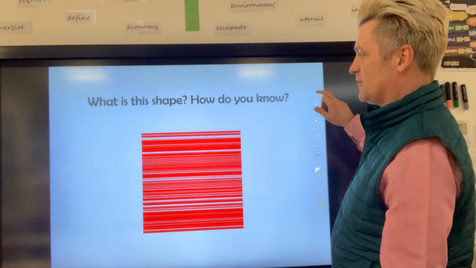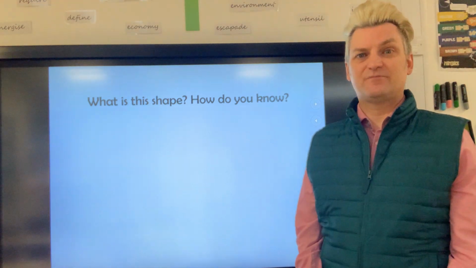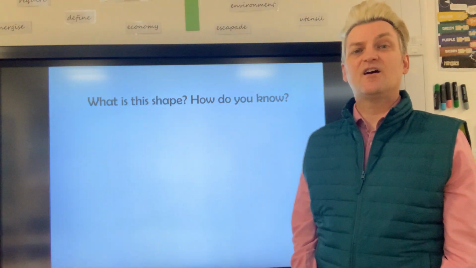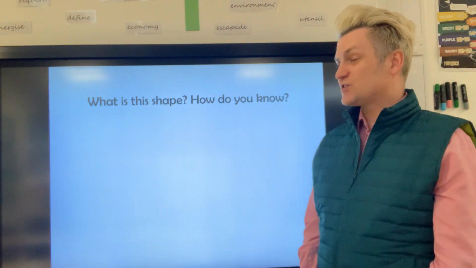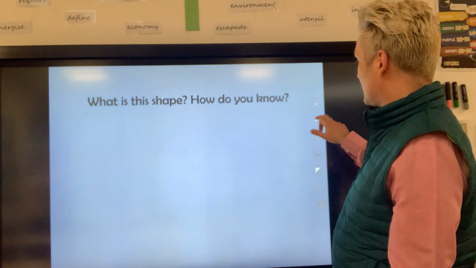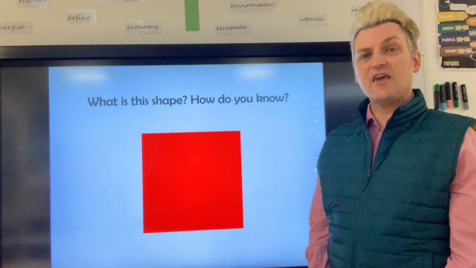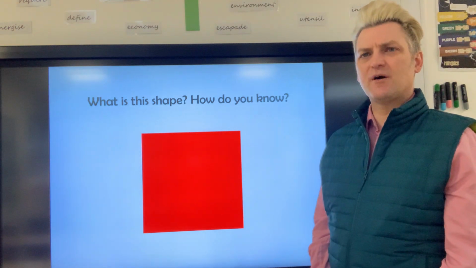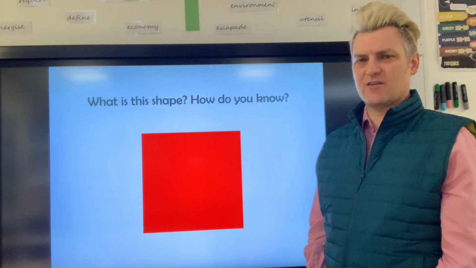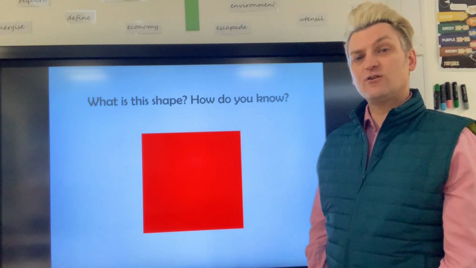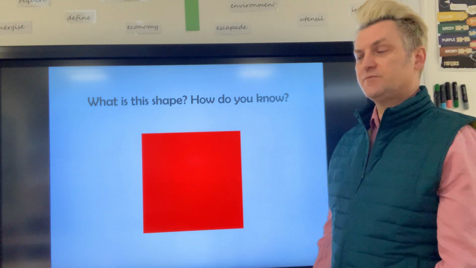Tell me this shape. It's gone again. It was a square. And the square shape, let's have a look, has 4 equal sides. And remember, equal means the same, so they're the same length. And it also has 4 corners.